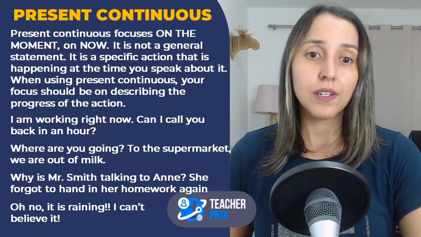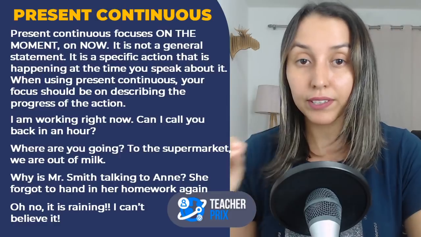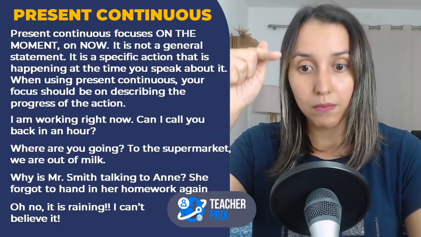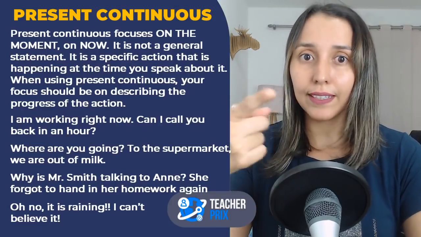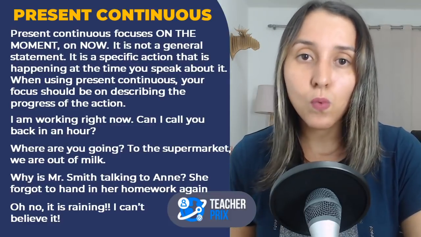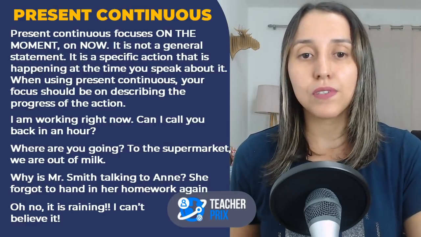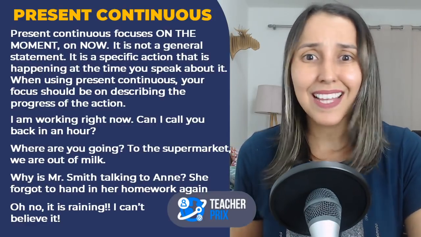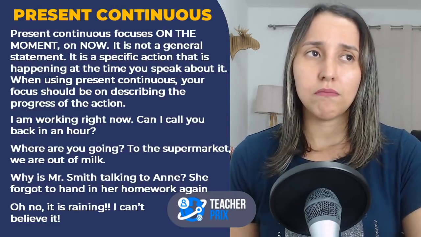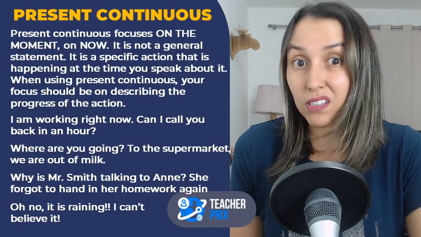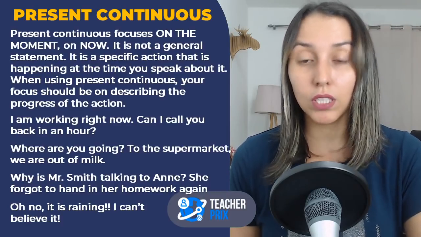Now, why is Mr. Smith talking to Annie? Now, what is happening here? Mr. Smith is talking to Annie. So I will see Annie and Mr. Smith talking, having a conversation. So that's what present continuous is for. If I say, why does Mr. Smith talk to Annie? That's a completely different idea and a very strange question. Well, why does he talk to Annie? Because she's his student, so they talk. That's very strange. People talk, you know.